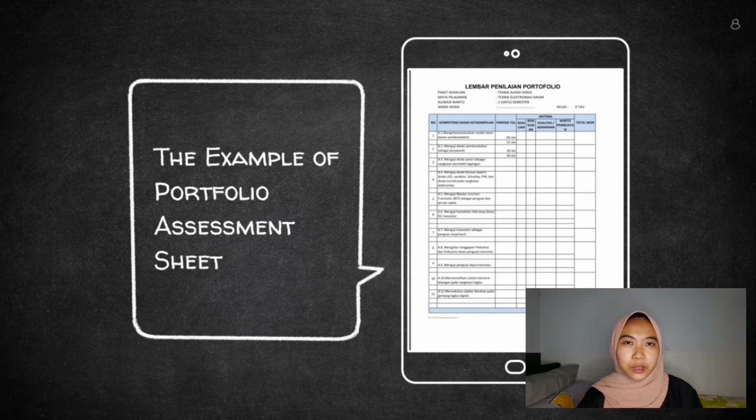This is the last explanation about this material. This is the example of portfolio assessment.